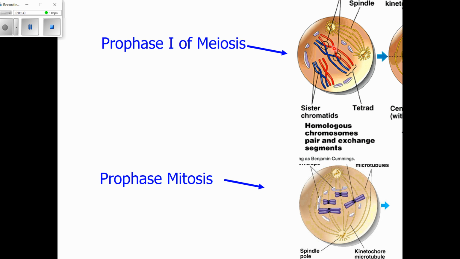You notice that the red chromatid and the blue chromatid are touching. They're physically connected, and there's a really important reason why that happens. That coming together of pairs of chromosomes is called synapsis, and it simply does not occur in mitotic prophase.